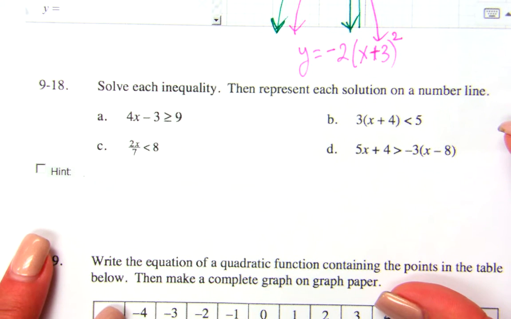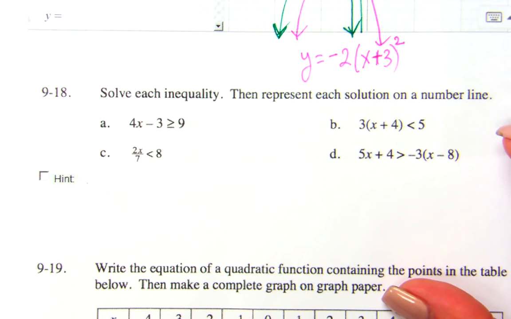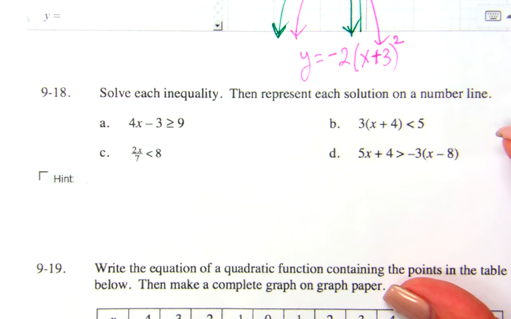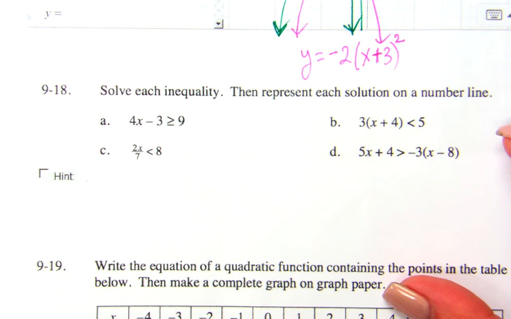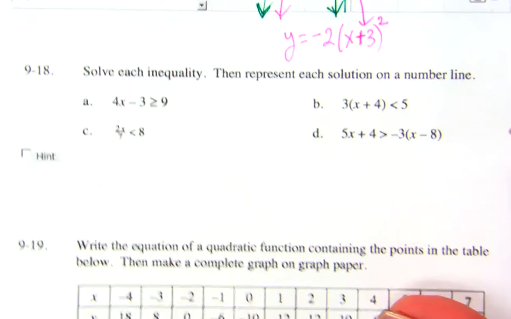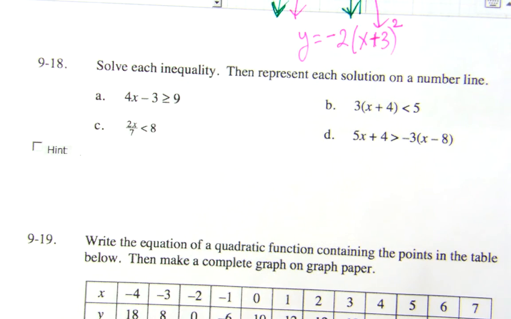All right, 18. You need to look at the video from yesterday for 18 because they're all pretty much the same thing. You need to pretend like it's equal and then find your boundary point, and then test on each side of the boundary point to test whether you go to the left or to the right, and then that's how you write your final answer. So look at the video from yesterday to see how to do number 18.